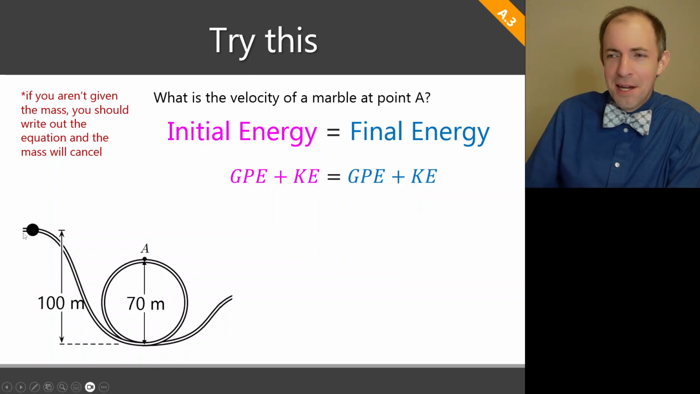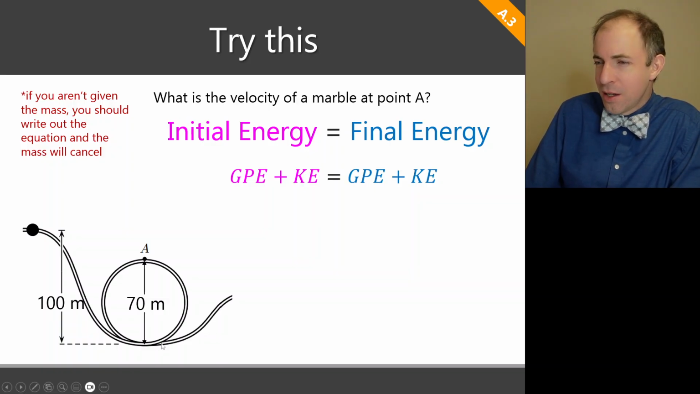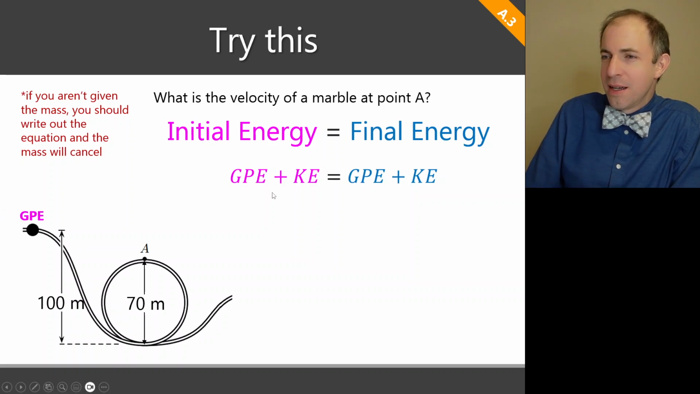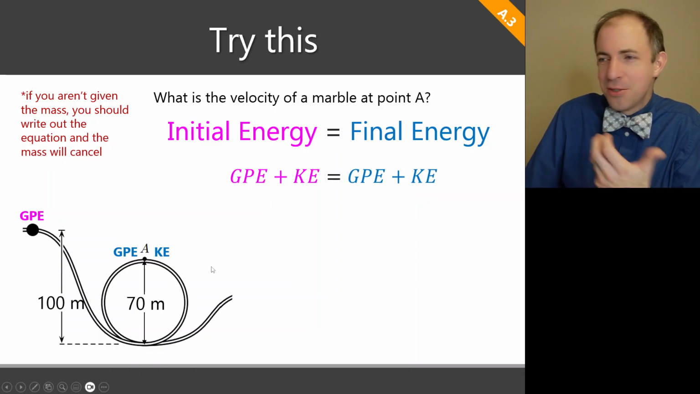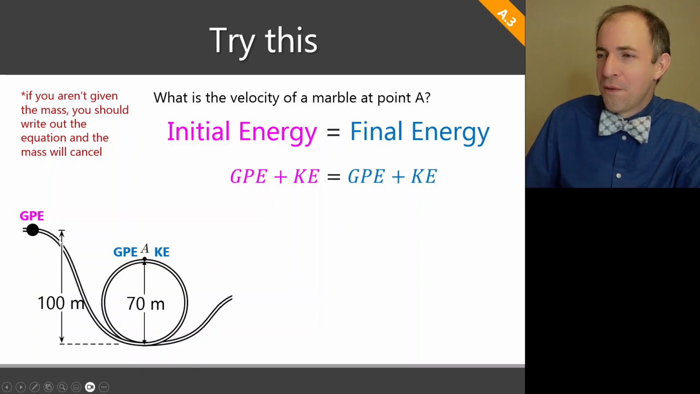So here we have the biggest marble run of all time. This marble of unknown mass starts out at 100 meters, goes around a loop to loop with a height of 70 meters, and then carries on. My initial energy, we're going to say, is all gravitational potential. And then my final energy, again, is GPE plus KE. It's not always going to be this, but we'll see it one final time here.